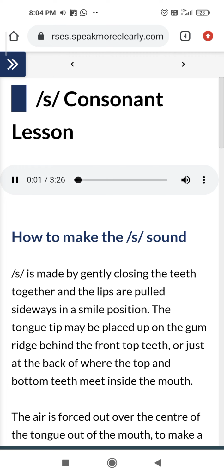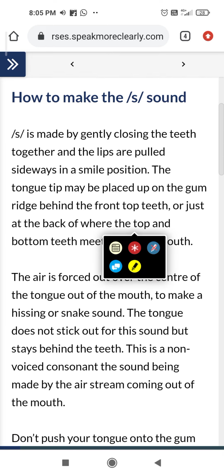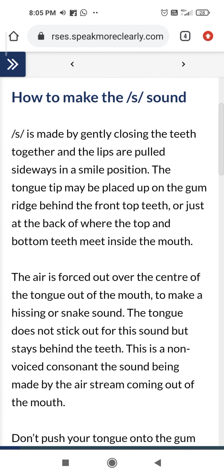S consonant. S is made by gently closing the teeth together and the lips are pulled sideways in a smile position. The tongue tip may be placed up on the ridge behind the front top teeth or just at the back of where the top and bottom teeth meet inside the mouth.